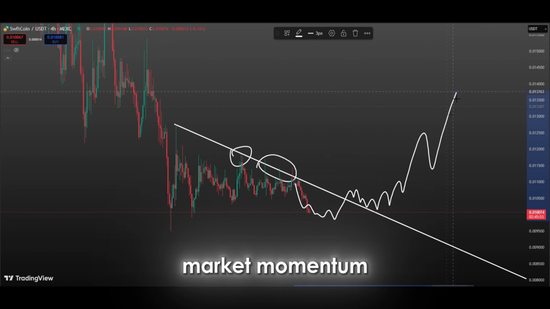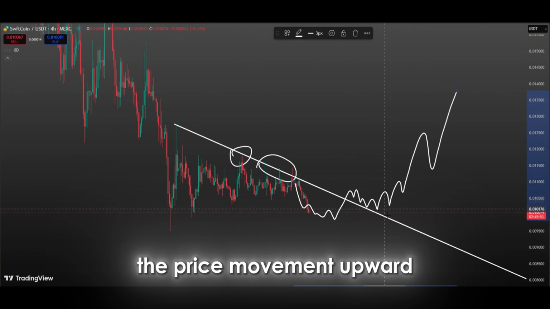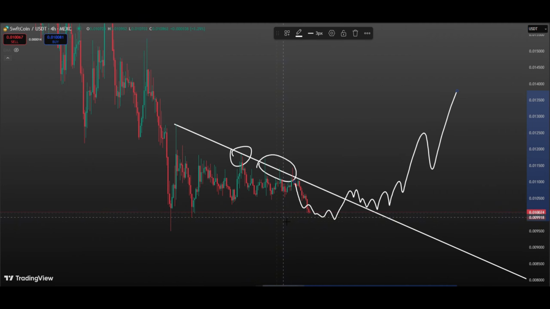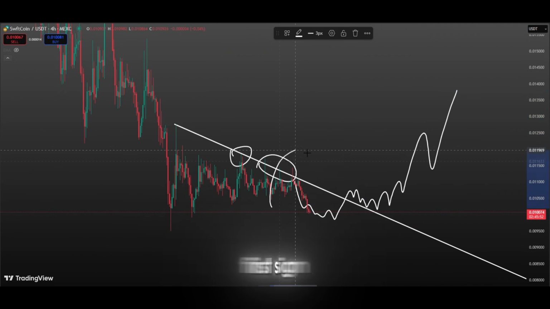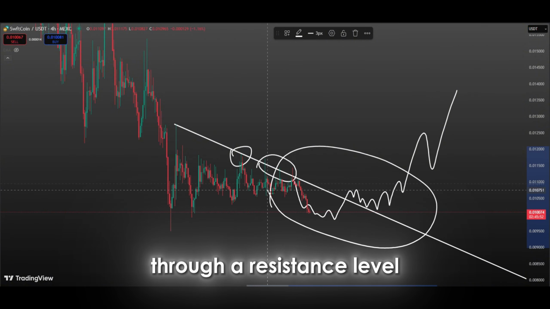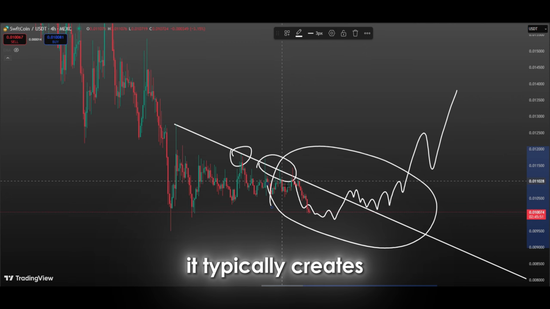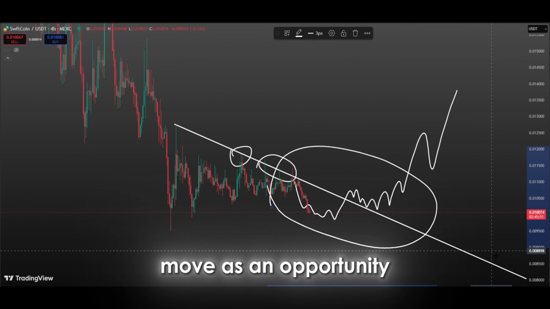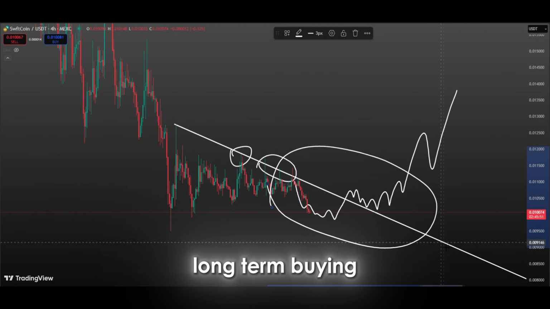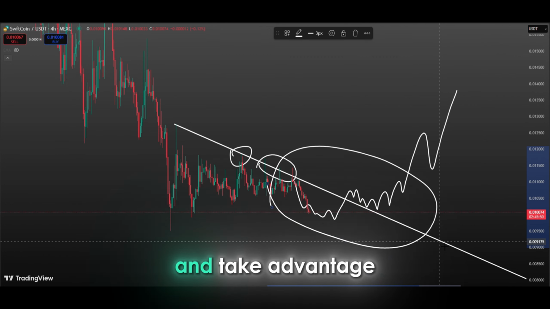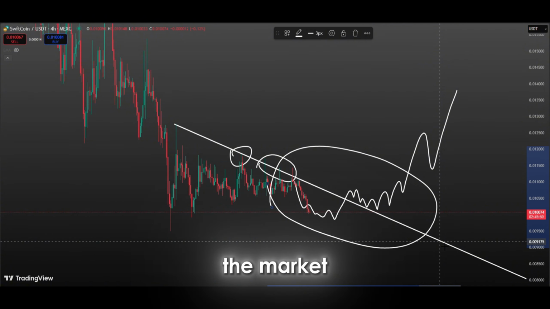in market momentum. At this point, the price movement upward after breaking the descending trend line will not just be the beginning of a short-term rise. Instead, this breakout could be the first sign of a long-term upward trend. When prices break through a resistance level and move into a new range, it typically creates a significant psychological impact. Investors see this move as an opportunity, often leading to long-term buying. Such breakouts often allow the price to reach levels that haven't been tested before. Investors can track this movement and take advantage of the new upward opportunities in the market.